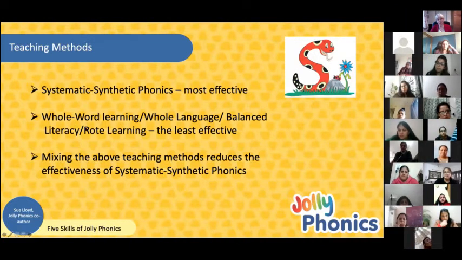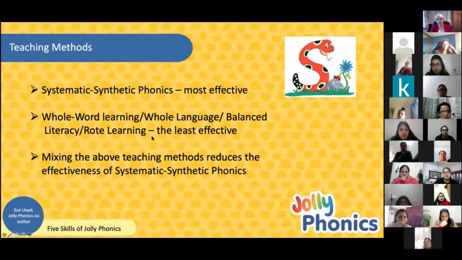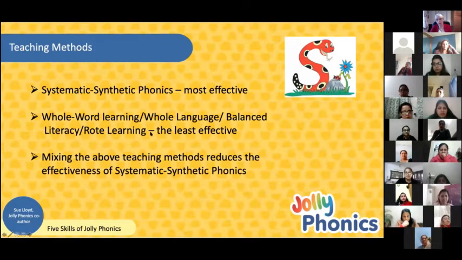Then the other method of teaching, there's only two really, whole word learning or whole language or balanced literacy, rote learning, they're all the same kind of thing. They are the least effective. They require a huge amount of memory, and although some children will do okay on it, the majority don't. And then, of course, if you mix the two methods, if you mix them up, then you reduce the effectiveness of synthetic phonics.